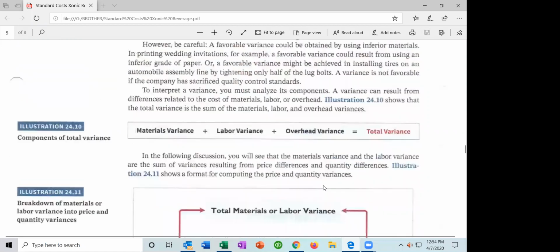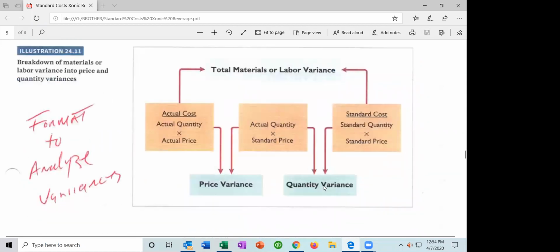So one of the things that we're going to look at is we're going to use this format here. So there's two methods to calculating these variances. The first one is by using the chart, which you see here. The second one is by using some formulas. As long as you calculate the variance, it doesn't make any difference. Let's look at this chart a little bit.